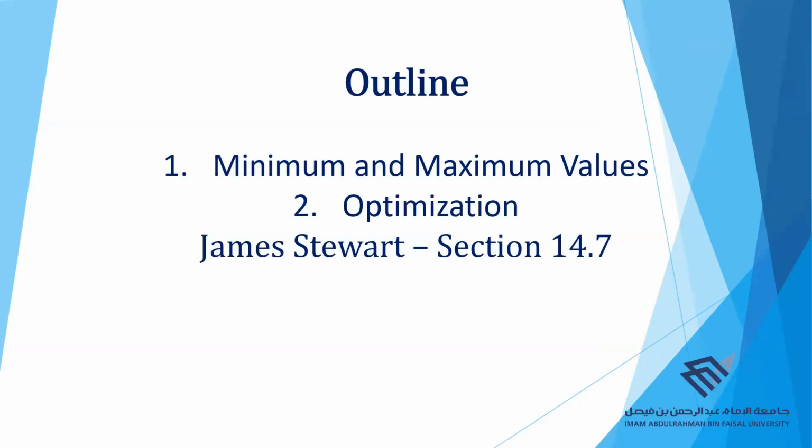So today we'll discuss an important feature for multivariate functions, which consists of how to determine the minimum and the maximum values of a given multivariate function. This is one of the main objectives of this course: to optimize a function, to get a minimum and a maximum value of a function. So we'll see how it works in this lecture.